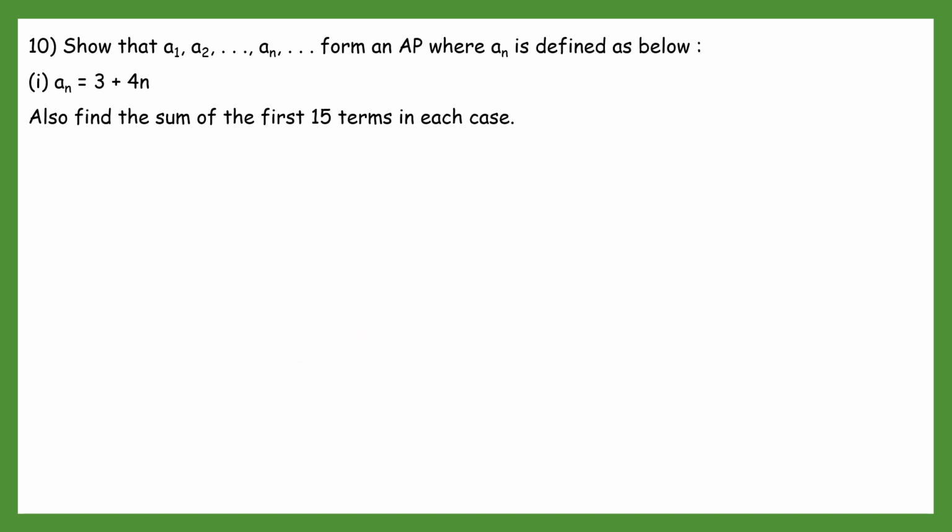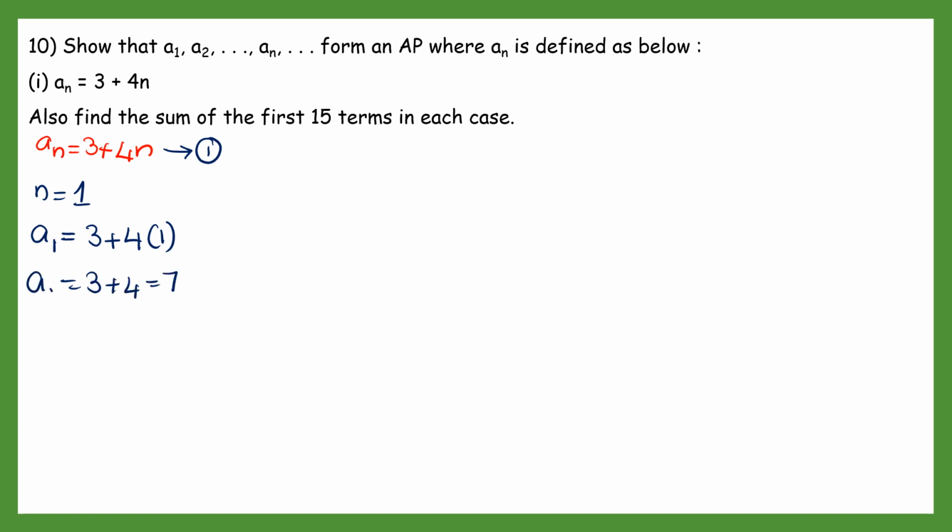Let's solve the problem. They have given an is equal to 3 plus 4n. We know the nth term. If we assume n is equal to 1, then you get a1 is equal to, just substitute n is equal to 1 in this first equation. a1 is equal to 3 plus 4 into 1. So, 3 plus 4 is 7. We got the first term.